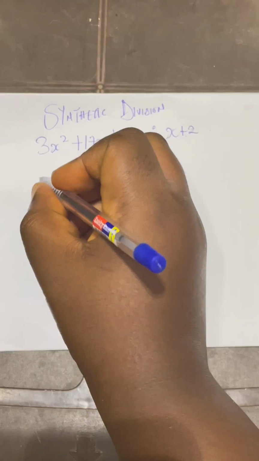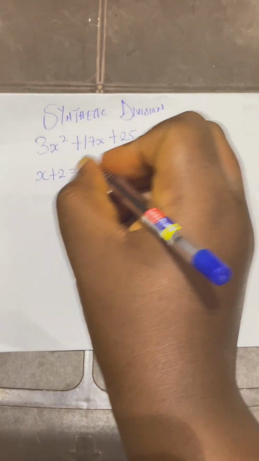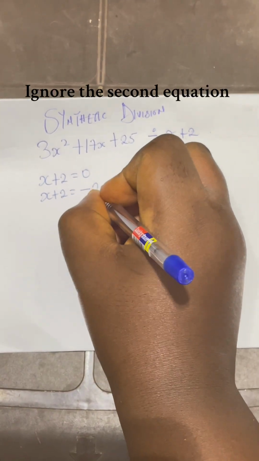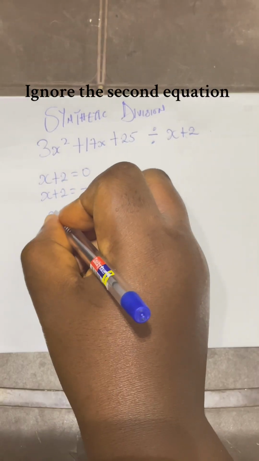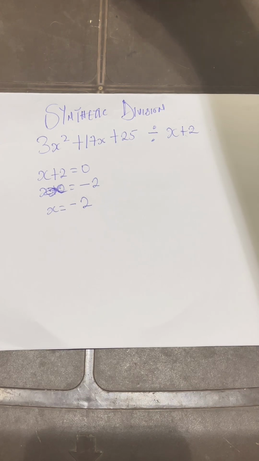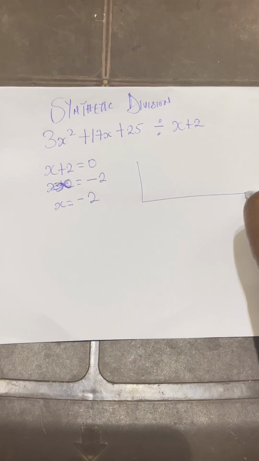So first things first, you identify your divisor, and in this question the divisor is x plus 2. You find the zero value of the divisor, that is, you equate x plus 2 to 0. After equating to 0, we realize that x is equal to minus 2. So this minus 2 is what we are going to be using for the synthetic division.